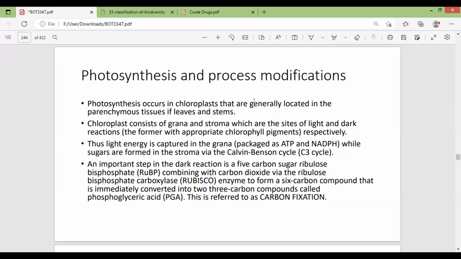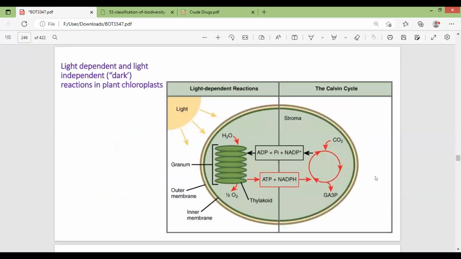And we'll see the chloroplast. It consists of two areas: the grana and the stroma. Now, photosynthesis also has two reactions. There's the light reaction or light dependent reaction, and the dark reaction. The dark reaction is also called the Calvin cycle.